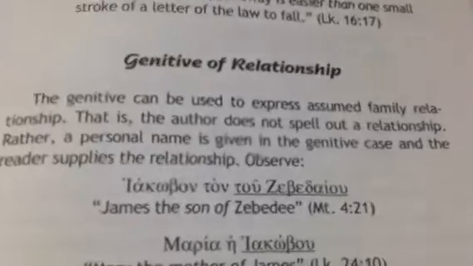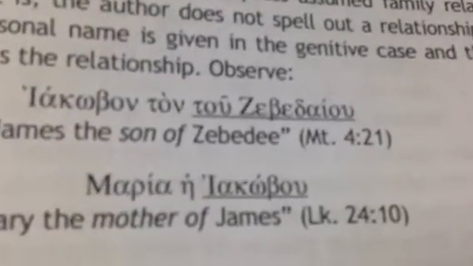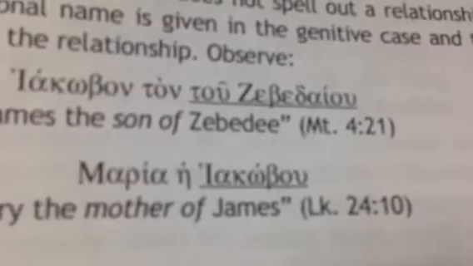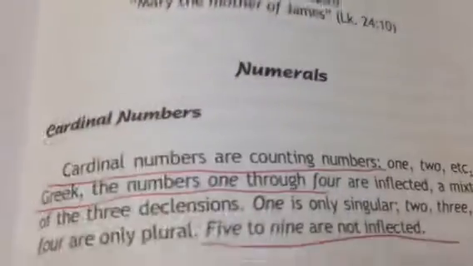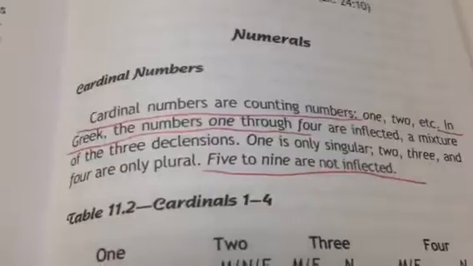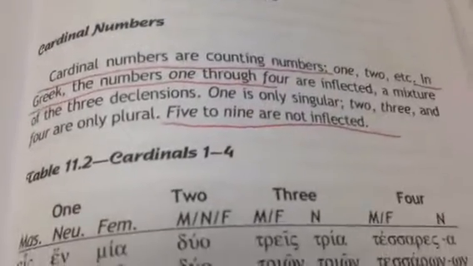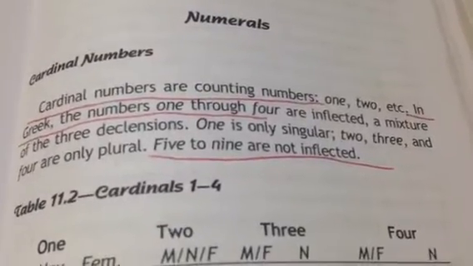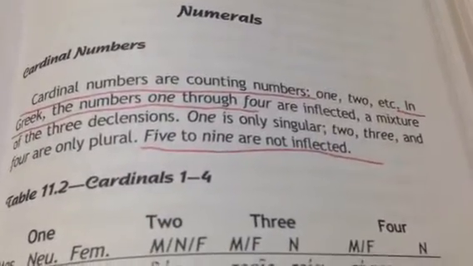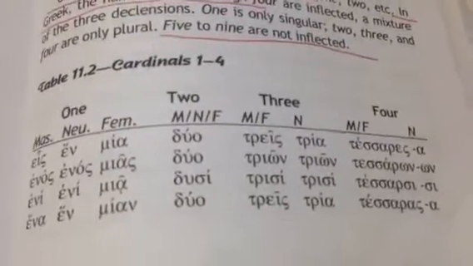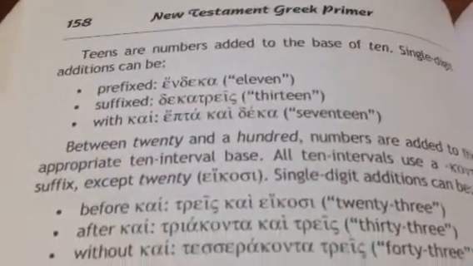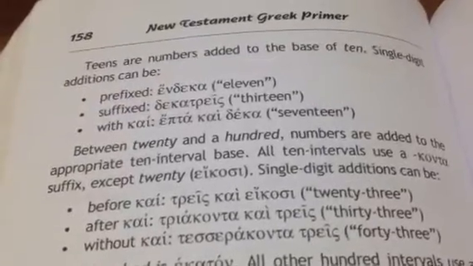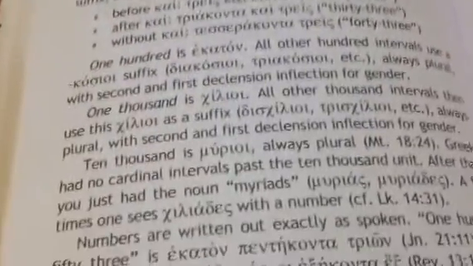And we know that there's a genitive of relationship where we simply put names together and we use that as implied relationships. We also throw the numerals into this chapter because we have a couple of them that they use in an adverbial manner. Numbers 1 through 4 are inflected with declensions, and then 5 to 9 are not inflected. So just a matter of memorization. Notice the teens, and then beyond that 20 numbers. It's just a sheer matter of memorization.